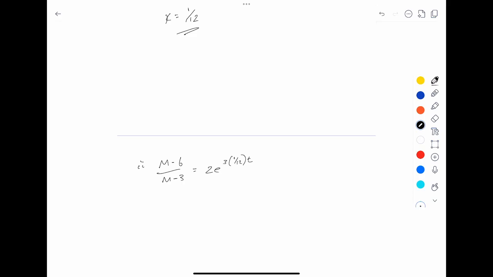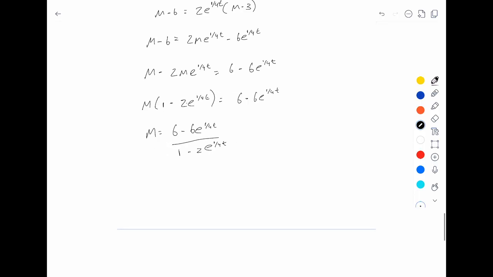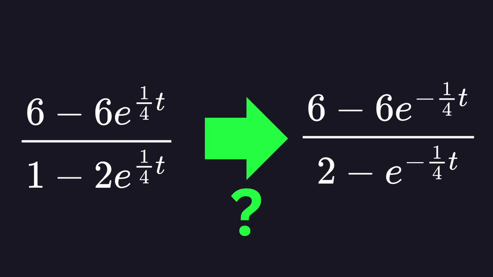Naturally, this breaks down to (m minus 6) over (m minus 3) is equal to 2e to the power of a quarter t. And so solving the equation gives us m is equal to (6 minus 6e to the power of a quarter t) over (1 minus 2e to the power of a quarter t). Now we've got a bit of a hurdle again. We've got m is equal to (6 minus 6e to the power of a quarter t) over (1 minus 2e to the power of a quarter t), but they want m is equal to (6 minus 6e to the power of negative a quarter t) over (2 minus e to the power of negative a quarter t).